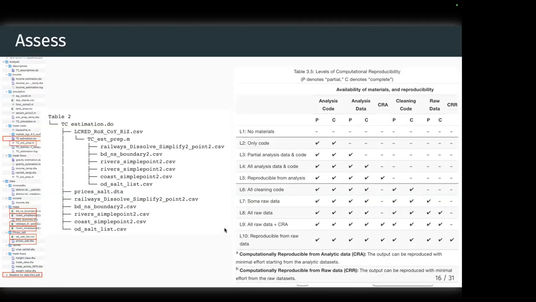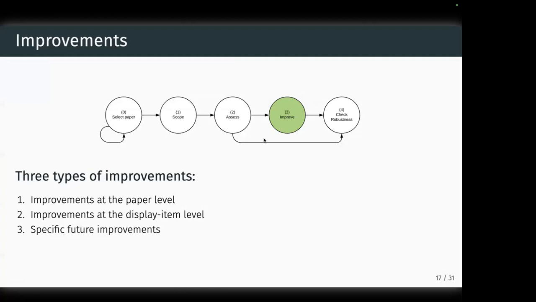So, and now you're done assessing your display item. You can assess the entire paper, but then you would move on and you can document. This is an optional section, so you can skip it, but you could report and archive all the improvements that you have done. So there are three types of improvements that we think of.